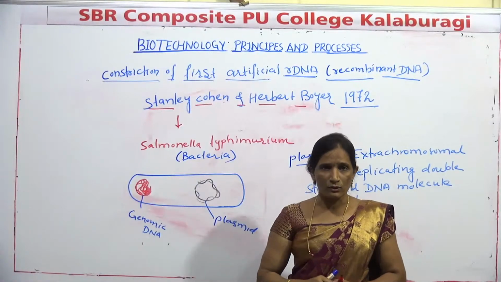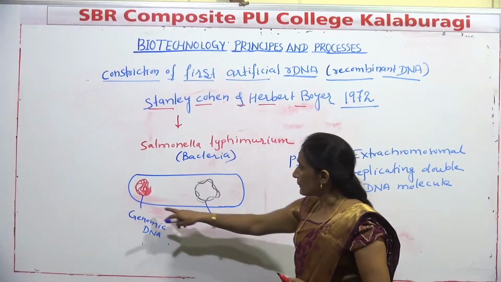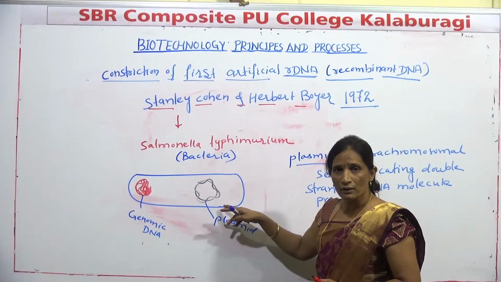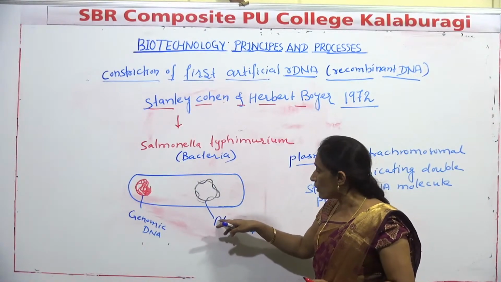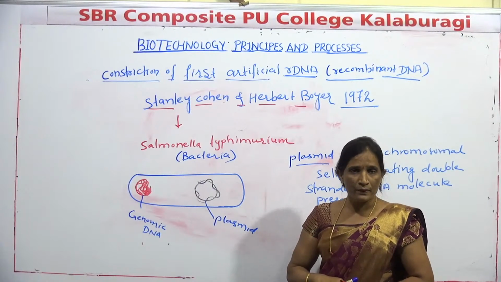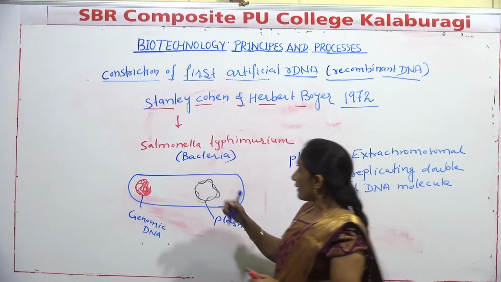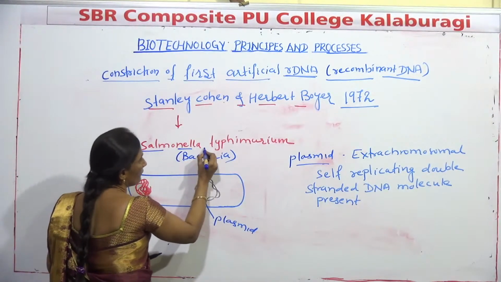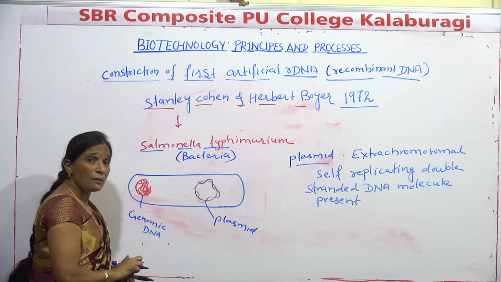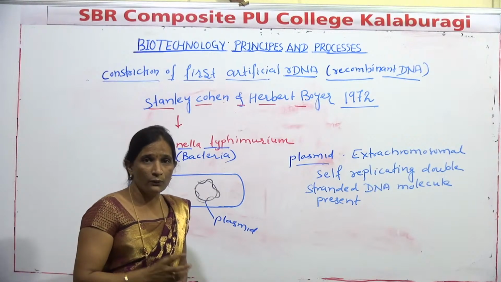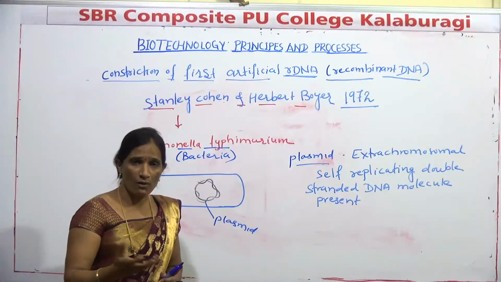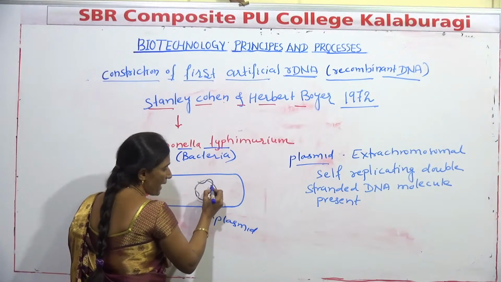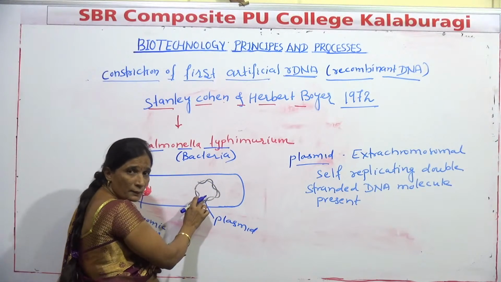So bacteria are also prokaryotic cells. Here, beside this genomic DNA, we observe the extra-chromosomal genetic material that is called the plasmid. Is it clear? The scientists Stanley Cohen and Herbert Boyer took the bacterium Salmonella typhimurium. You know very well it causes typhoid. Is it clear? So this is the genomic DNA and this is the plasmid.